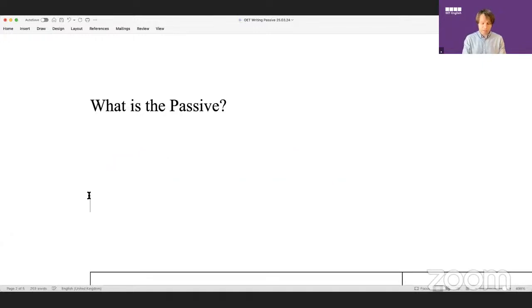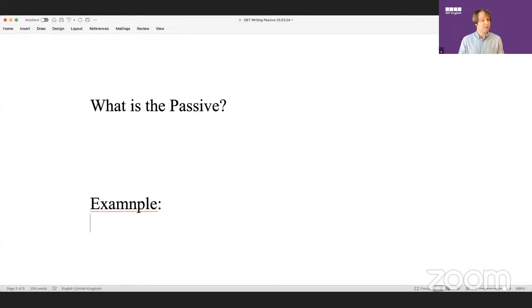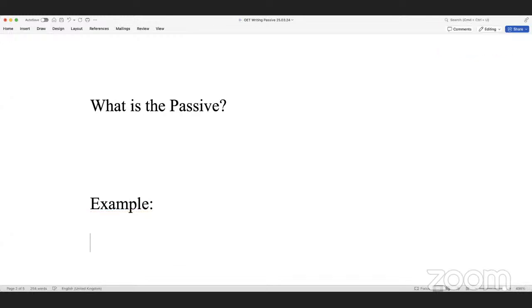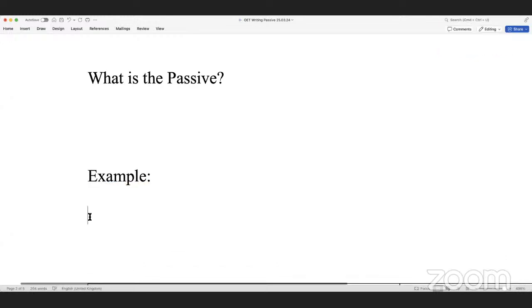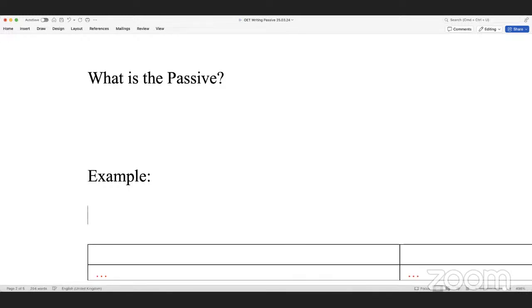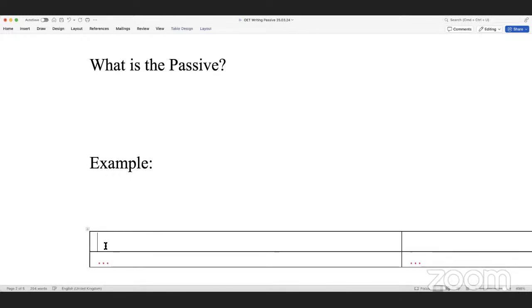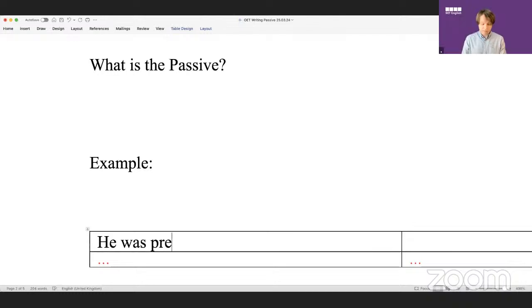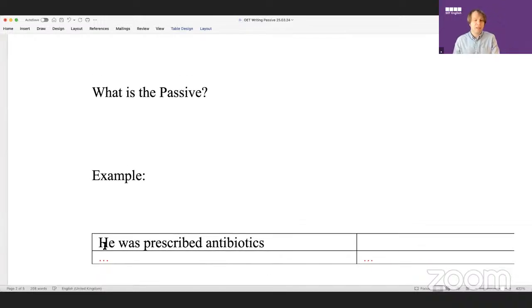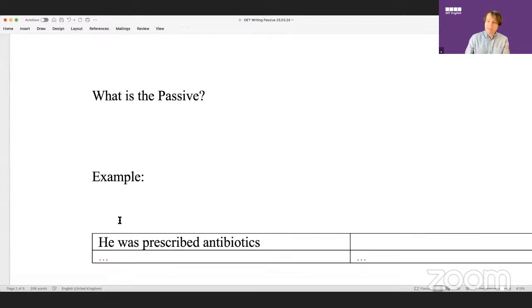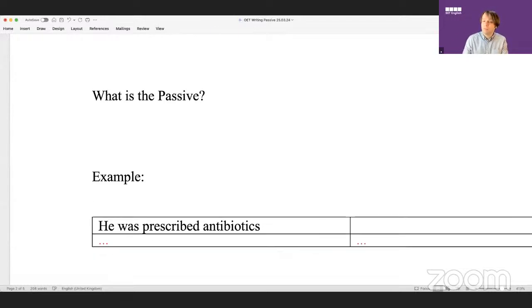It's easy to start with examples. I like what you're saying. Go on. Like, he was prescribed... Yeah, you were prescribed antibiotics. Nice OET example. Antibiotics. Okay. Is she right, guys? Is this passive? She's given an example?